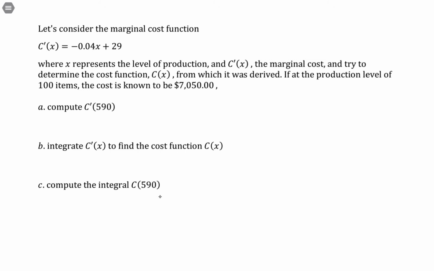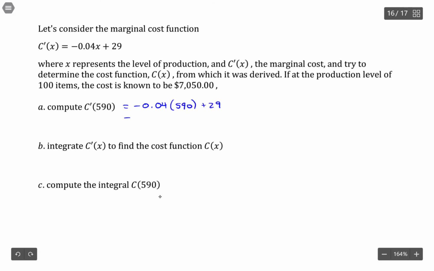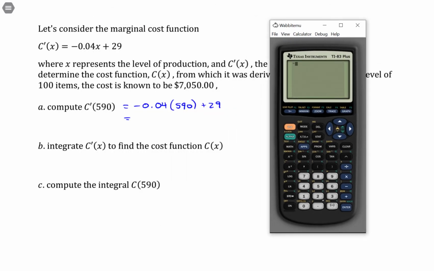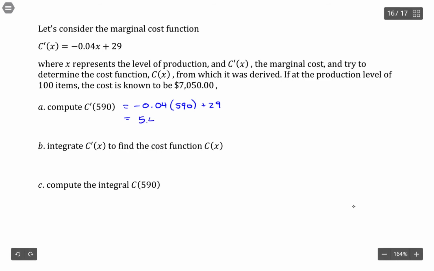So let's compute C prime of 590. Well, that's pretty straightforward because we already know the function C prime of x. We just need to plug 590 into it. So that would be negative 0.04 times 590 plus 29, which is, I'll use the calculator for that. So negative 0.04 times 590 plus 29. So that's 5.4. That's the rate at which the cost is changing after producing 590 units.